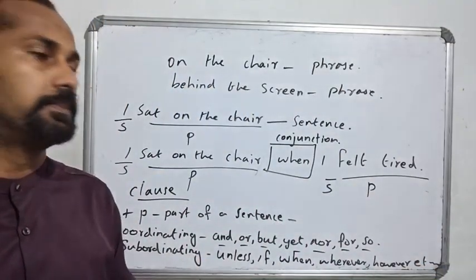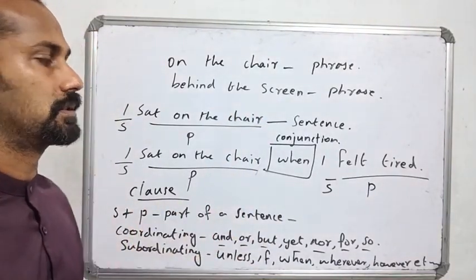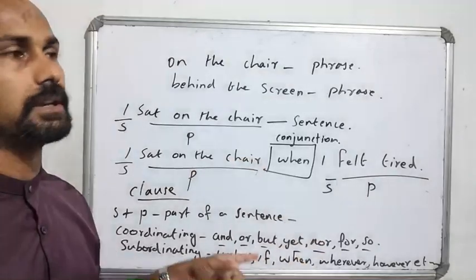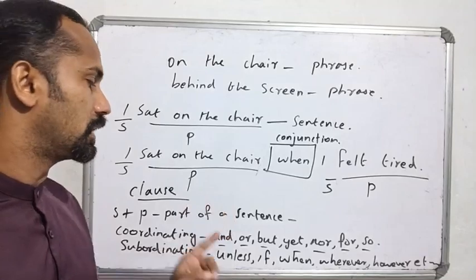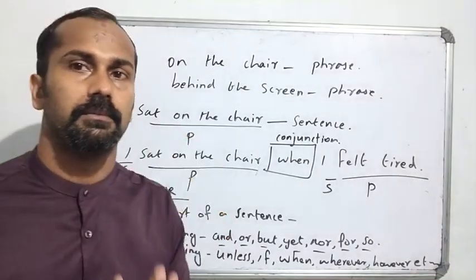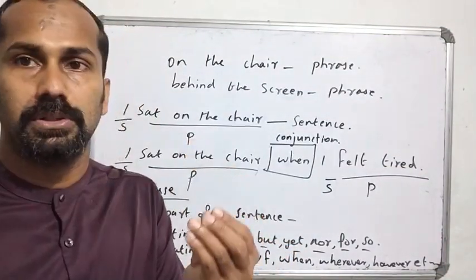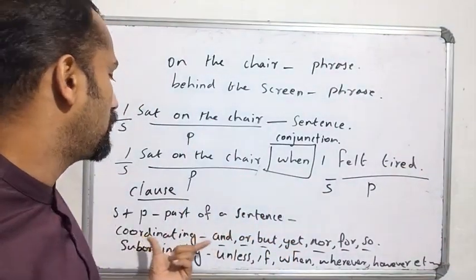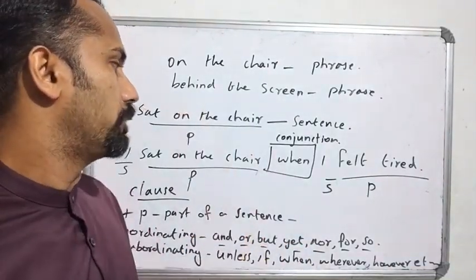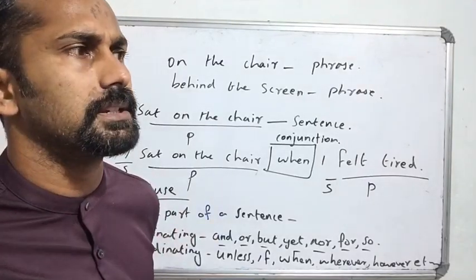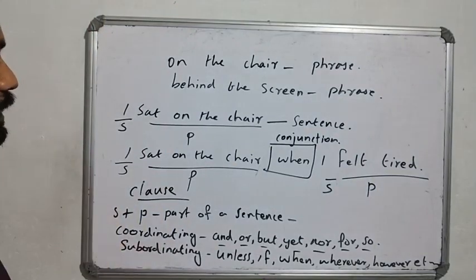So there are two types of conjunctions: coordinating conjunction and subordinating conjunction. If you study coordinating conjunctions only, you will definitely get subordinating conjunctions. You can study only the seven coordinating conjunctions. The important ones that we use daily are and, or, but, yet, nor, for, so. If you study these, you will definitely get subordinating conjunctions also. These are the conjunctions.